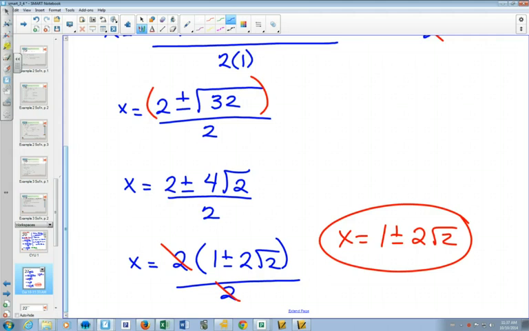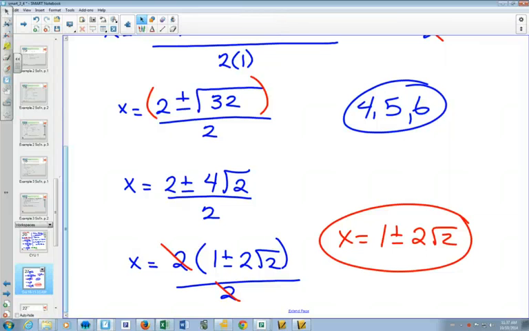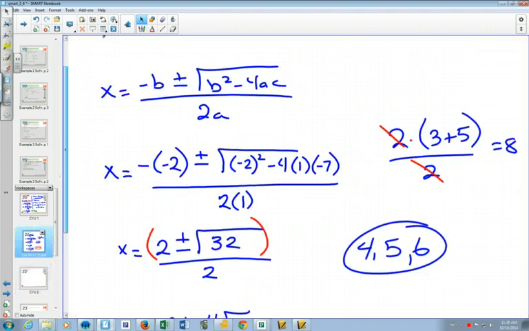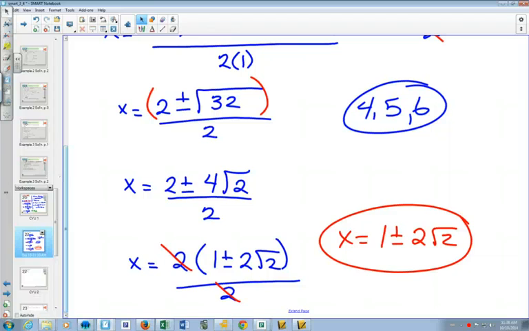Questions we can do for this one are 4, 5, and 6. And it's just plugging things into the formula. Go to example 2. Oh, and I forgot to stop. Here, go back. There's 9, 4, 5, and 6.